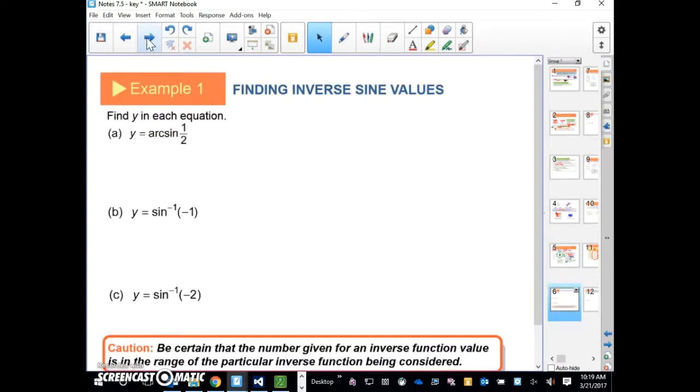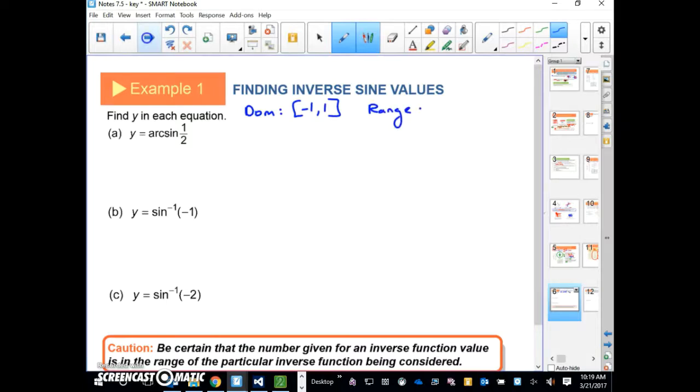So when we do these examples, the examples are really pretty quick, but it is important to keep in mind the domain and the range. So we just talked about that. The domain for inverse sine is from -1 to 1, and the range for inverse sine is from negative pi over 2 to positive pi over 2.